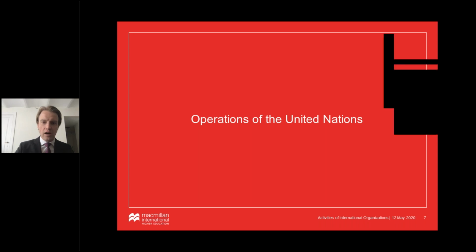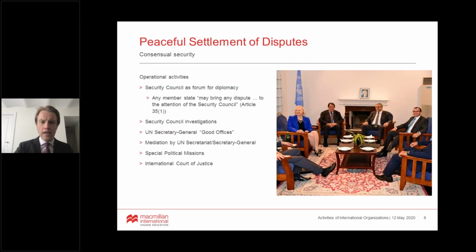And essentially there are three operational activities. There's the peaceful settlement of disputes under Chapter 6 of the UN Charter, and there's enforcement action under Chapter 7 of the UN Charter, and there is peacekeeping under what some have called Chapter 6.5 of the UN Charter.